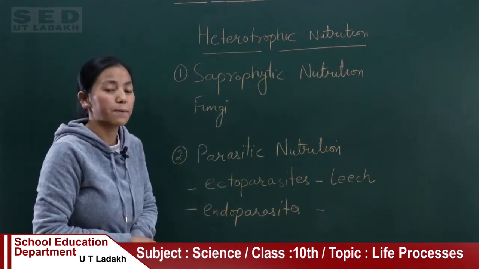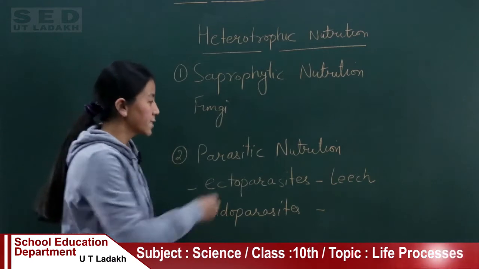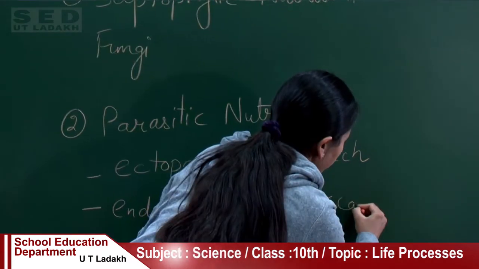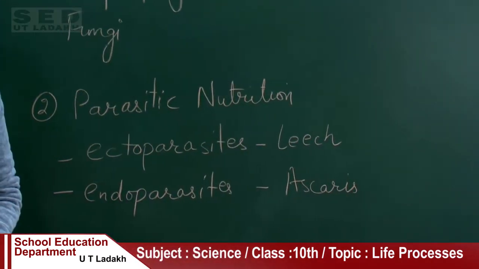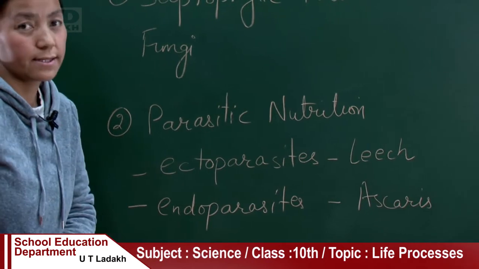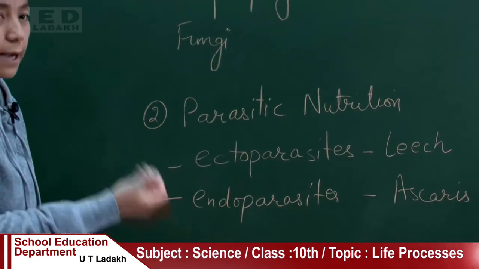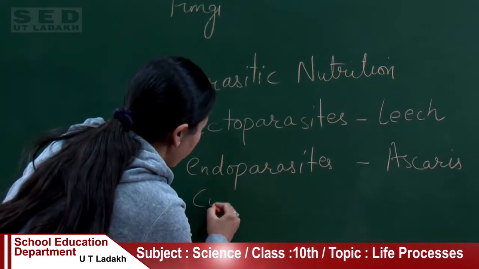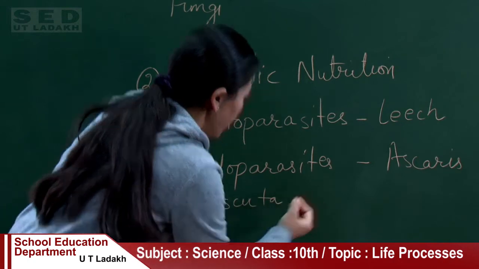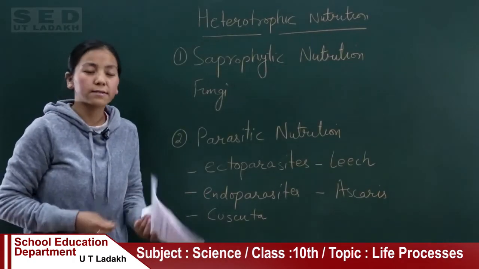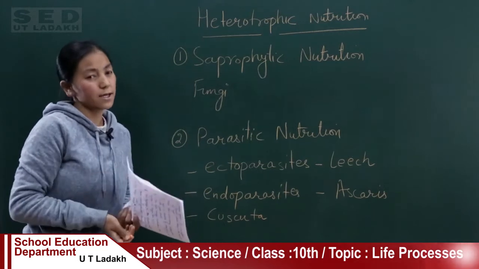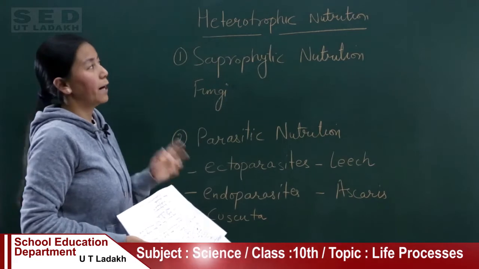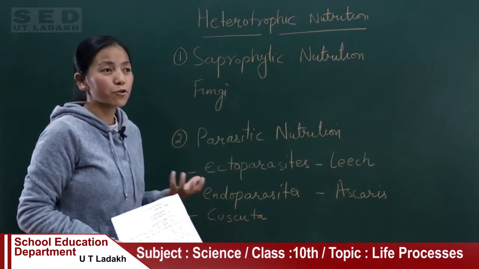Such organisms are known as parasites, and this mode of nutrition is known as parasitic nutrition. And we have examples of endoparasite, Ascaris, which lives in the small intestines. There are other plants which live on other plants and take nutrients from them, causing harm to them. For example, there is the Cuscuta plant. These plants live on other plants and derive the nutrition from them, also causing harm to them. This type of nutrition is known as parasitic nutrition, which is one of the types of heterotrophic mode of nutrition.